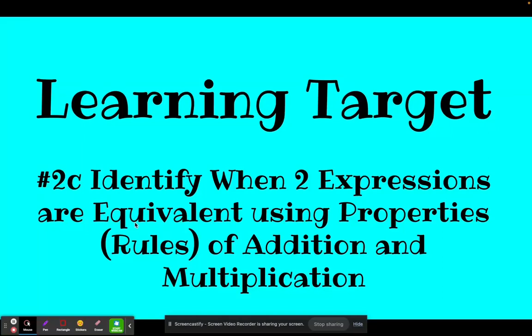Okay, the next learning target is identifying when two expressions are equivalent using properties of addition and multiplication. So I'm going to stop here actually because I think distributing should be practiced all by itself. That's kind of a new skill. And then if you're ready, you can jump on for the next video that goes over this.